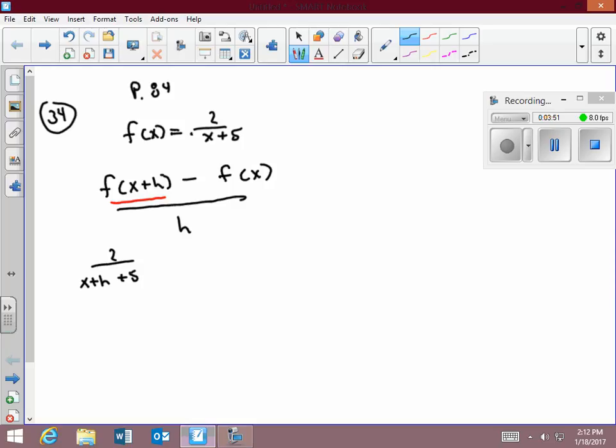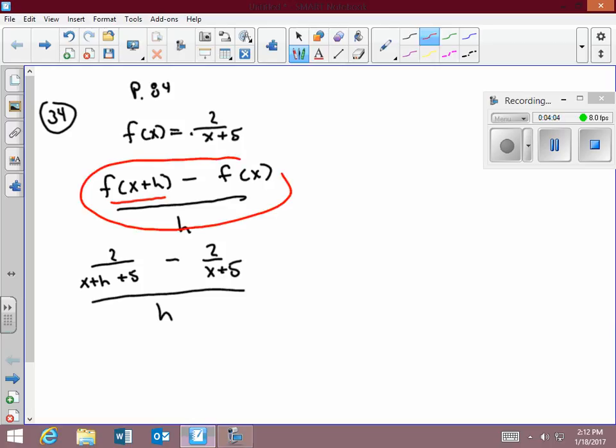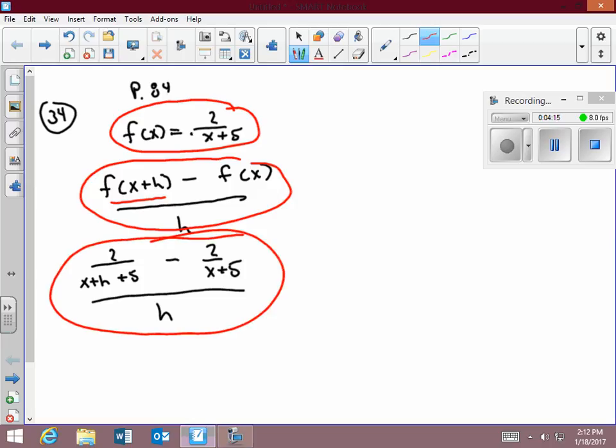Then it's minus f of x, which is going to be 2 over x plus 5. Is that right? All over h. Do you see this thing here, putting that in place of the x plus h and so on, gives us this. Everyone good?